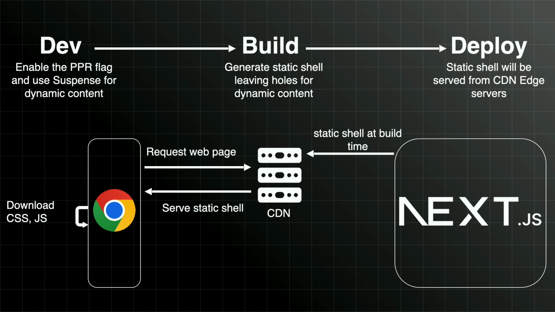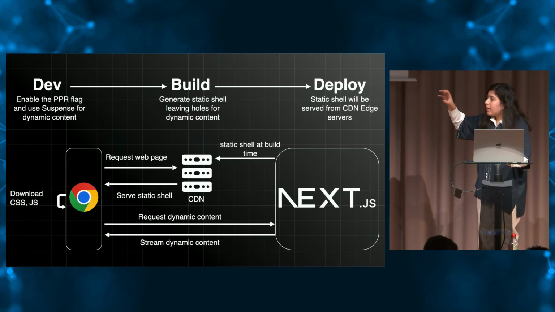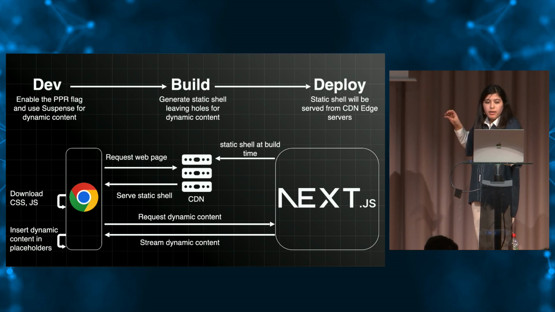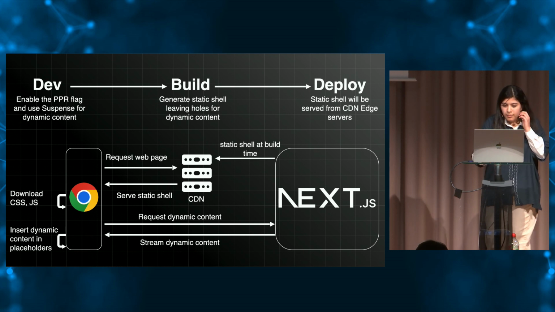So the browser will, at the first render, render this static shell, and begin downloading the CSS and JavaScript. Also, because the static shell will contain embedded links of the actual requests for dynamic content, they will call the Next.js server to get back the dynamic content, so we can, at the end, replace our holes with the dynamic content coming from the Next.js server.